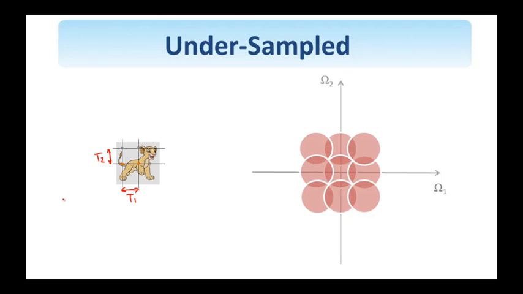When I do the periodic extension, one replica overlaps with another replica, and this phenomenon is referred to as aliasing, which means that the high frequencies here alias themselves as low frequencies. They use a false identity. And in this case, it's not possible to recover the original signal. I am not able to untangle the low and high frequencies that have been mixed up.